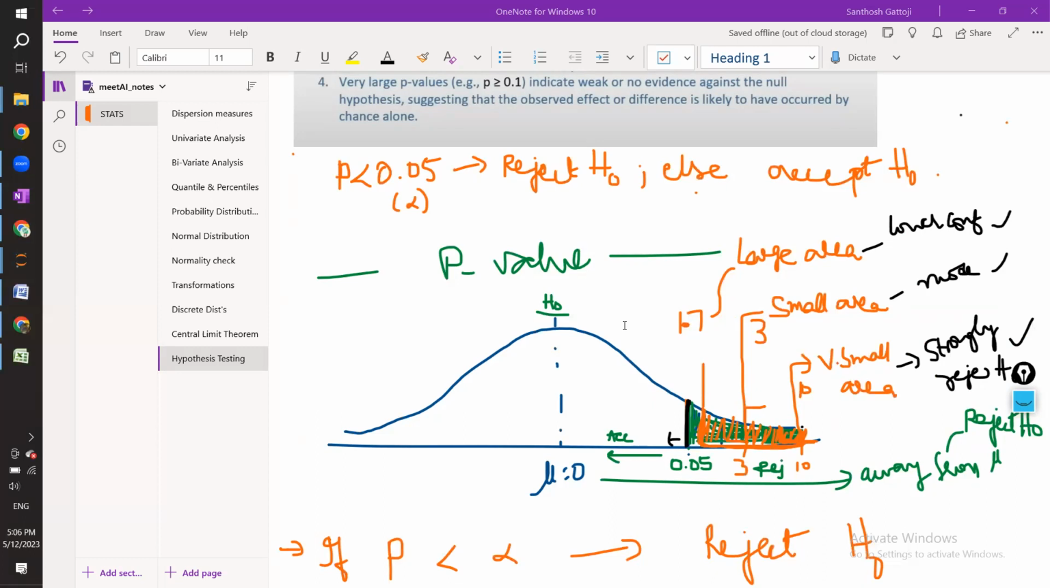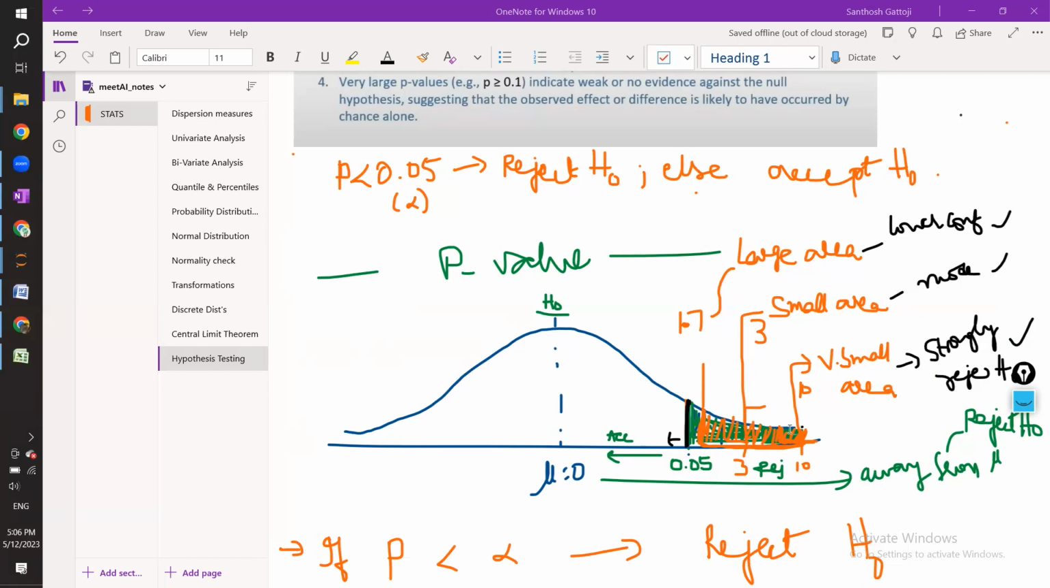From the graphical representation also, a small p-value can be represented as an area. So graph-wise, it's the area. If the p-value is less, that means you have a small area, right? A small area means a small probability. So in that case also you can reject the null hypothesis.